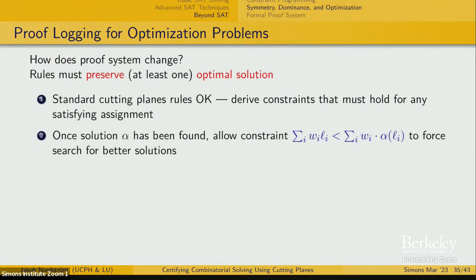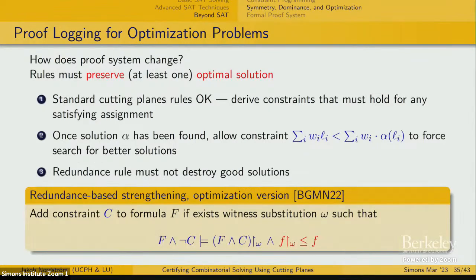So how does the proof system change? Standard cutting planes is still OK. Once I've found the solution, I will allow constraints that allow me to cut branches that cannot have better solutions. I also need to be aware of my objective. When I use the redundance rule, it's not okay just that the witness flips to a satisfying assignment. It's also not okay if I flip to an assignment that gives me a worse objective. So this is the new thing that says that whenever I flip with respect to omega, it doesn't increase my objective. Okay.